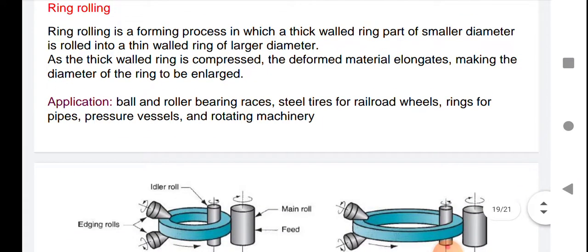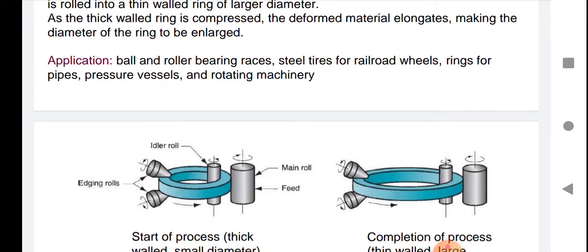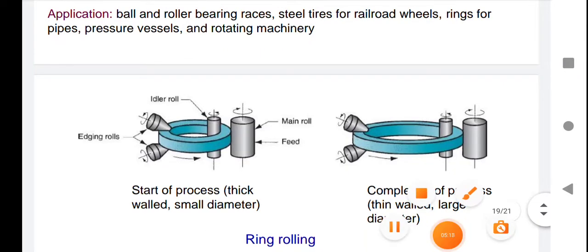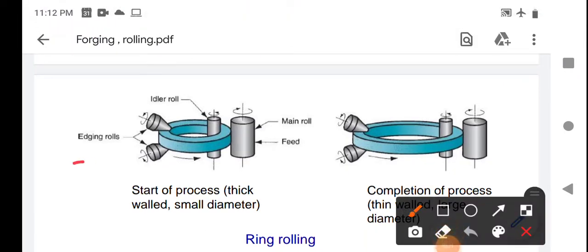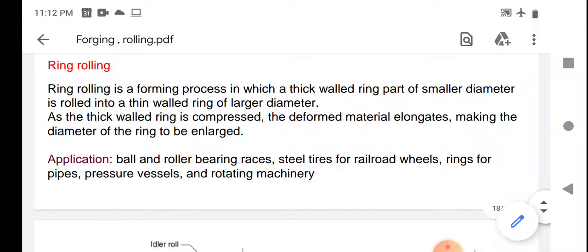Ring rolling is a forming process in which a thick walled ring part of a smaller diameter is rolled into a thin walled ring of a larger diameter. As you see in this figure, there are two edging rolls, one idler, and one main roll. When these rolls work, we make a ring type of structure. After the process, the diameter of the ring increases, and its height or width also increases.